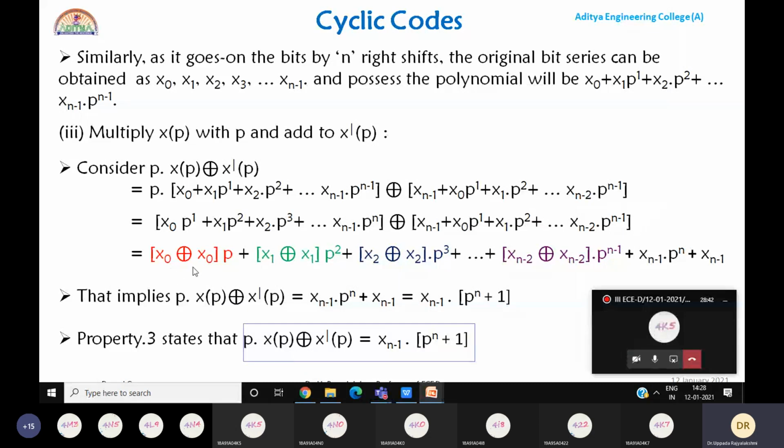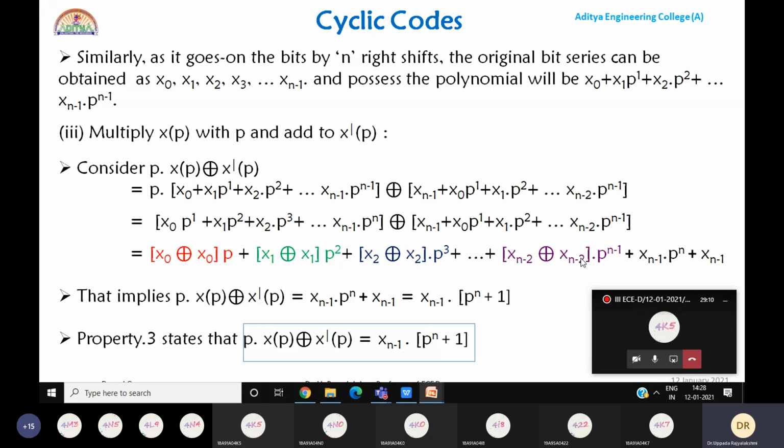Okay, what is x0 XOR x0? If you take the XOR of same values, the output is 0. So x0 XOR x0 is 0. And similarly x1 XOR x1, same values, if you take the XOR, it will be 0. Here also x2 XOR x2, so 0. So similarly the modulo-2 addition of any two same values will lead to 0. So that's why all these values will be 0.